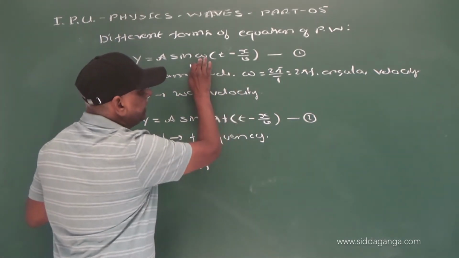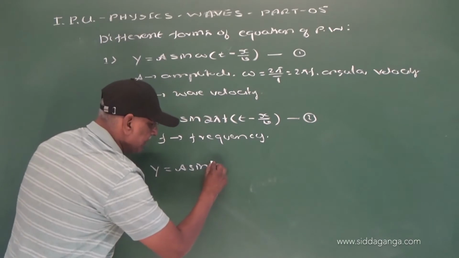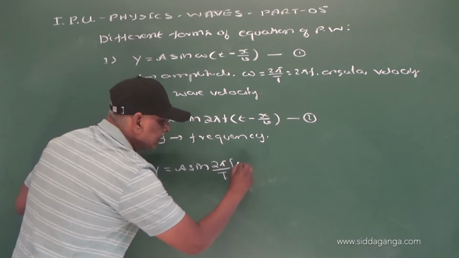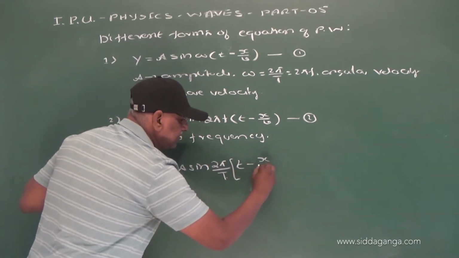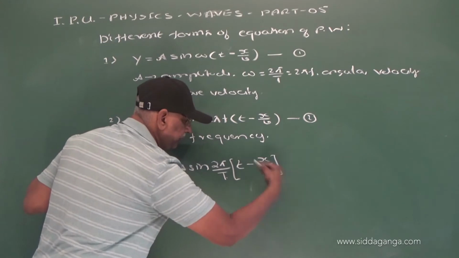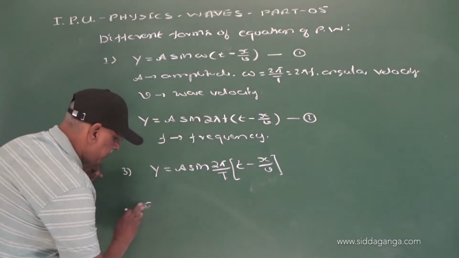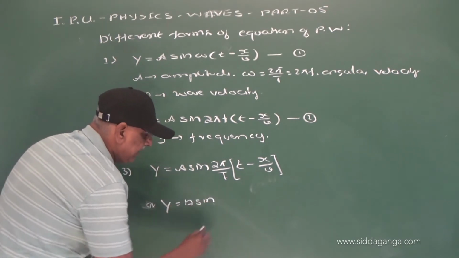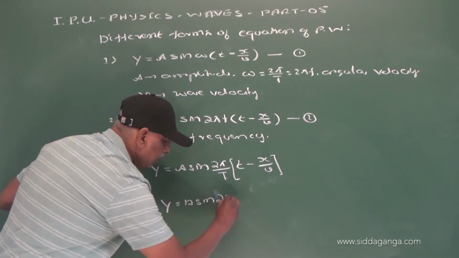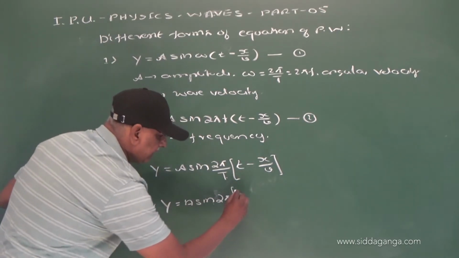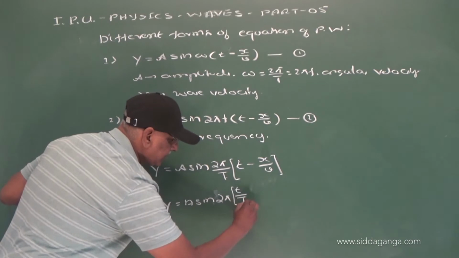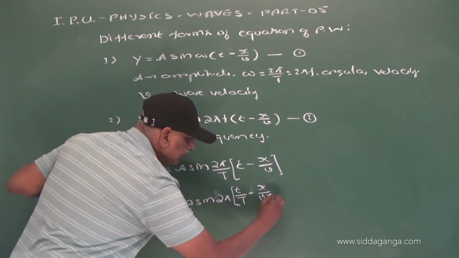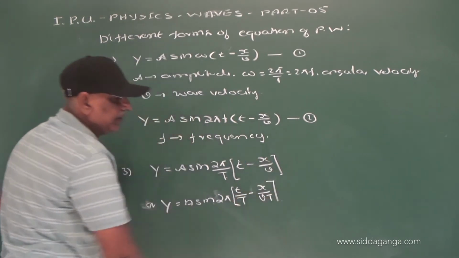Now the third one: we can write y = a sin. Instead of taking 2πf, if we take 2π/T, this is 2π/T (t − x/v), or y = a sin 2π(t/T − x/(vT)), by taking the T inside.